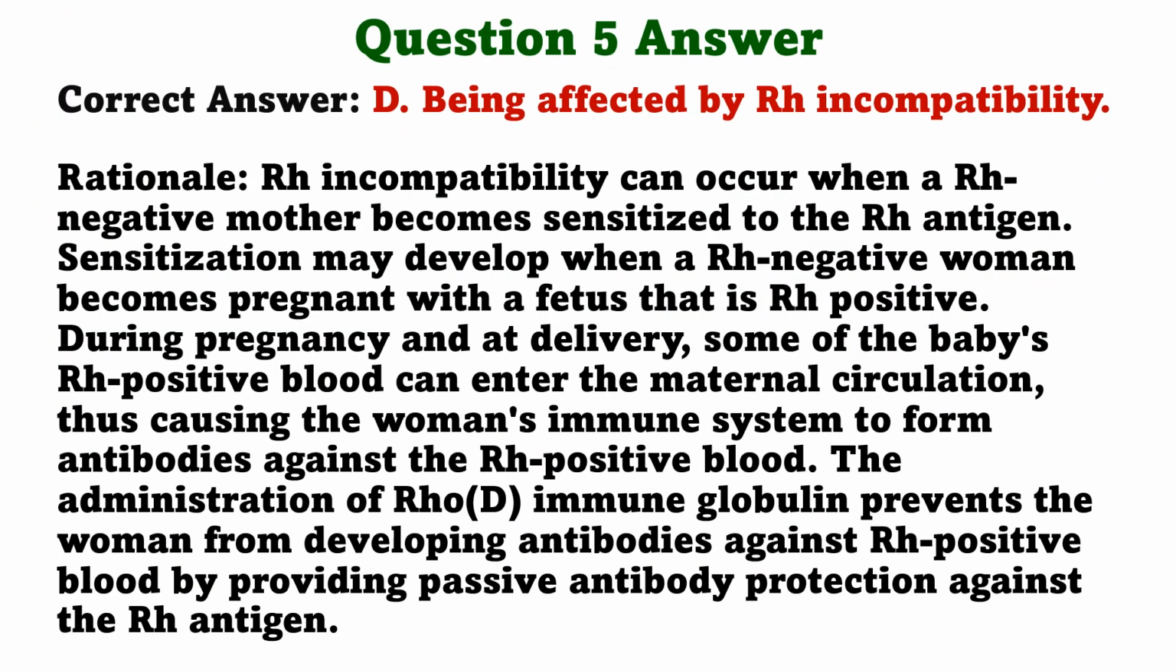The correct answer is D. Being affected by Rh incompatibility. Rationale: Rh incompatibility can occur when a Rh-negative mother becomes sensitized to the Rh antigen. Sensitization may develop when a Rh-negative woman becomes pregnant with a fetus that is Rh-positive. During pregnancy and at delivery, some of the baby's Rh-positive blood can enter the maternal circulation, thus causing the woman's immune system to form antibodies against the Rh-positive blood. The administration of Rh immune globulin prevents the woman from developing antibodies against Rh-positive blood by providing passive antibody protection against the Rh antigen.